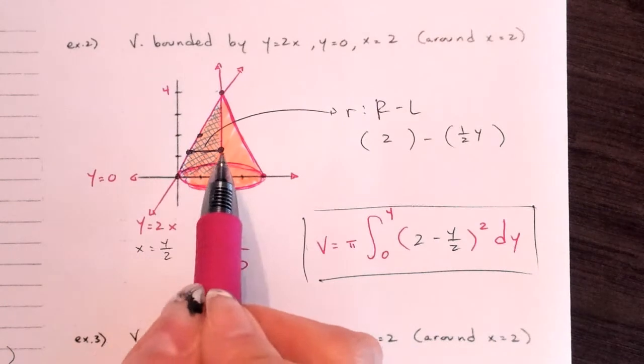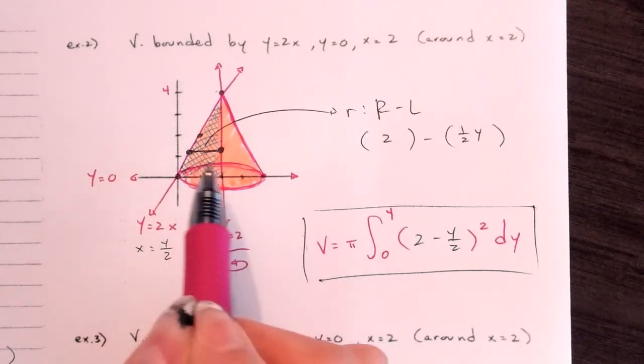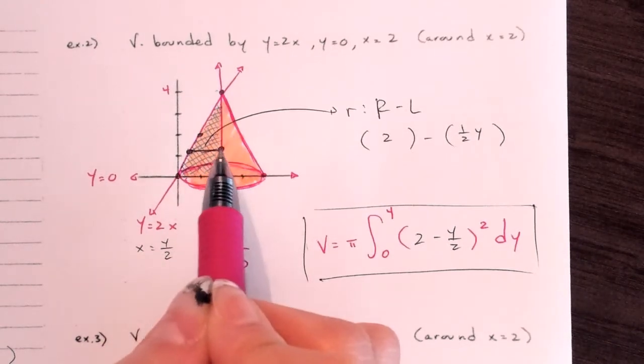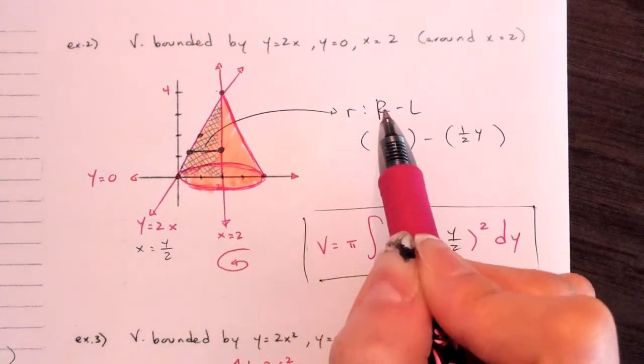If I draw one radius that gets revolved around to make these circles, big circle on the bottom, medium circles, little tiny circles on the top. If I draw one radius on my blue section, then I can see it's left and right. So it is horizontal, which is left and right. I'm going to do right minus left.